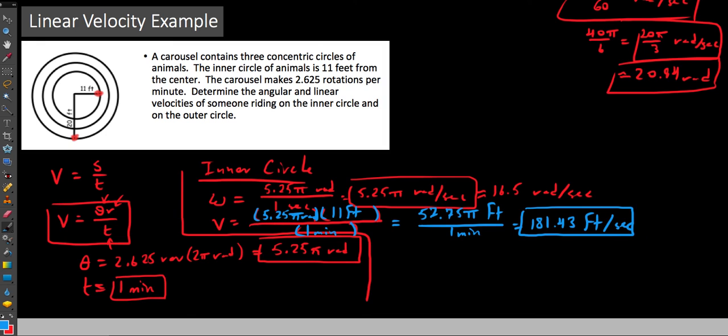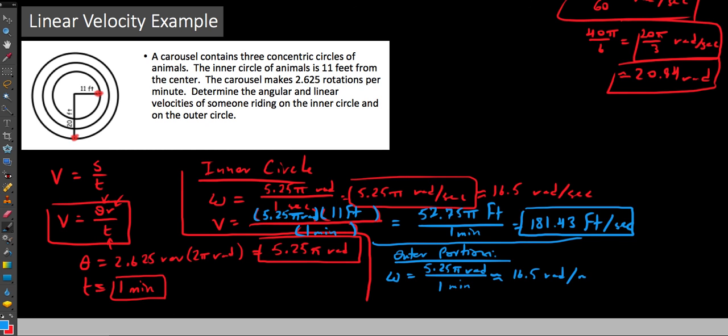So what we're going to do now is kind of contrast a person on the inner part of this carousel with the person on the outer part. What I want you to notice is the angular velocity. The angular velocity, if we talk about the outer portion, it doesn't change. The angle of a person rotating around the outside portion is going to stay the same, but their linear velocity will change. That is to say that they're still going 5.25 pi rad every 1 minute. And so this is our approximately 16.5 radians per minute.